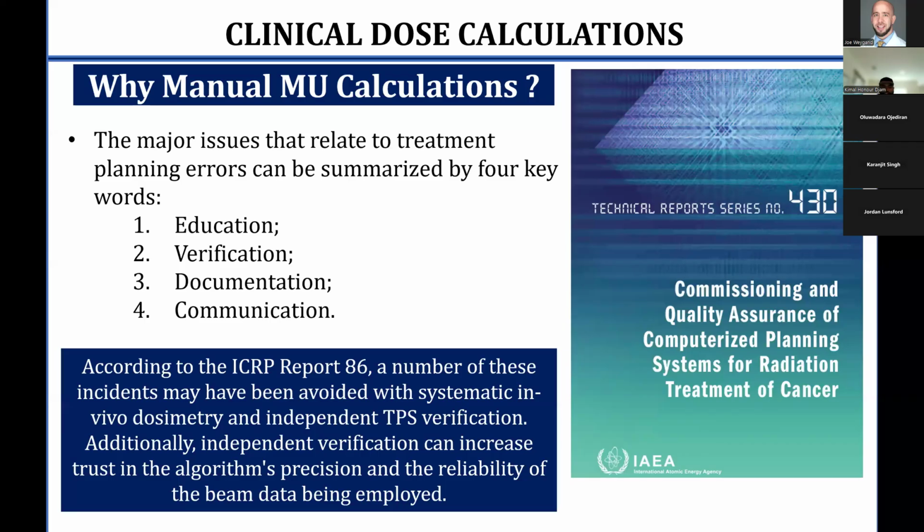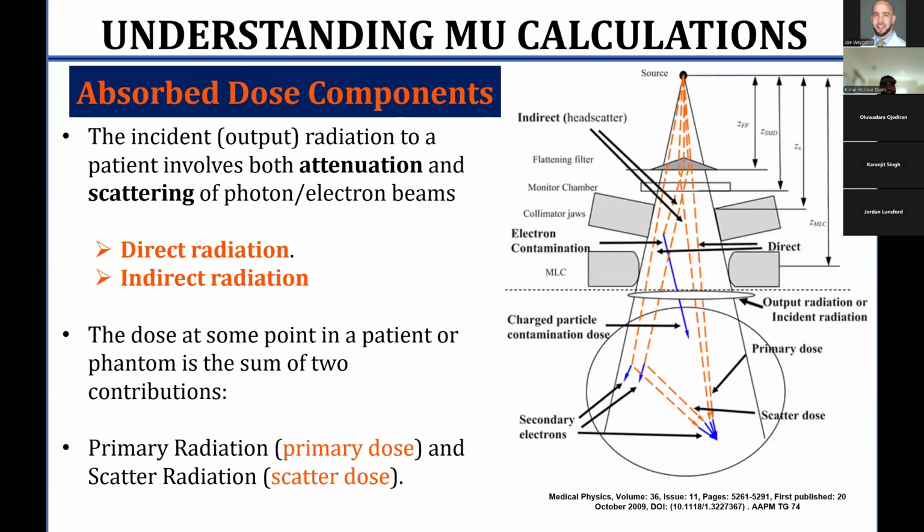And so, according to ICRP report 86, a number of these incidents may have been avoided with systematic in vivo dosimetry and independent TPS verification. Additionally, independent verification can increase our trust in the precision of the algorithm and the reliability of the beam data that we collected during commissioning.